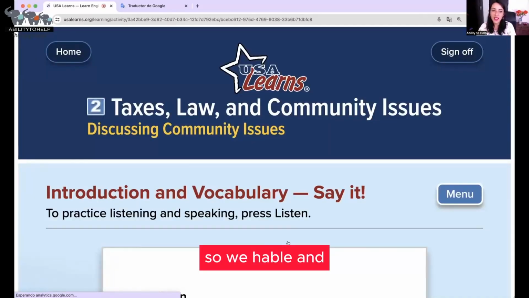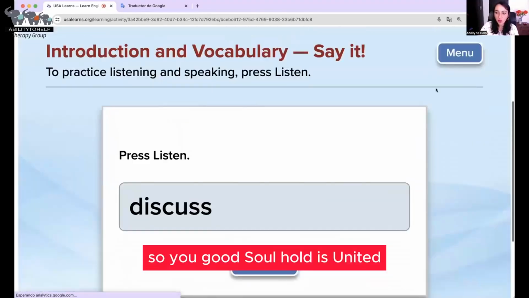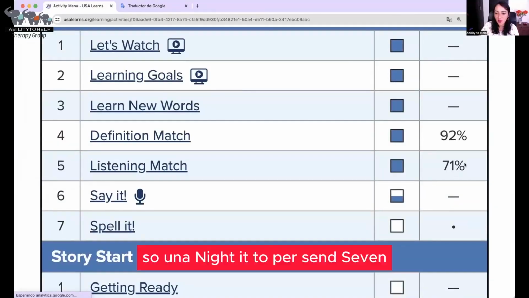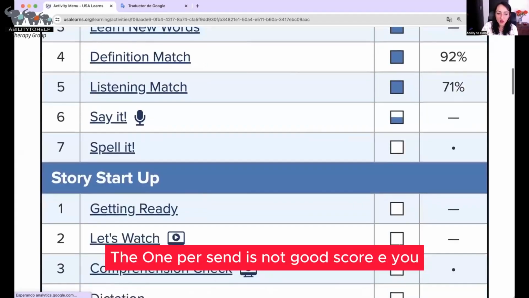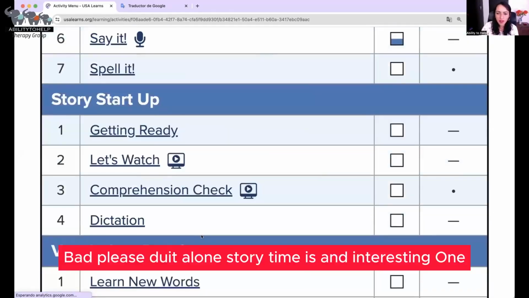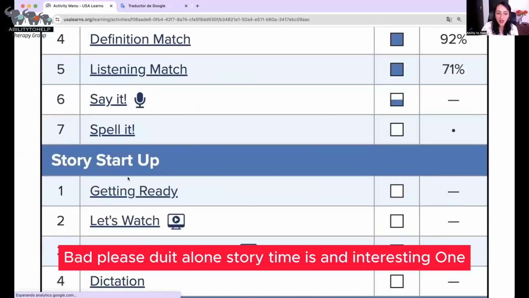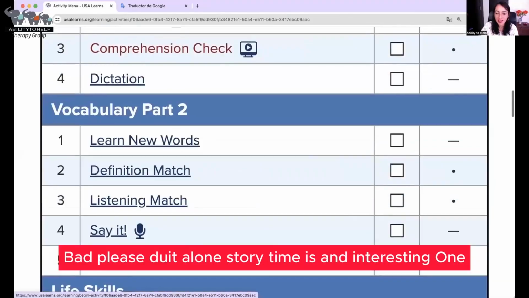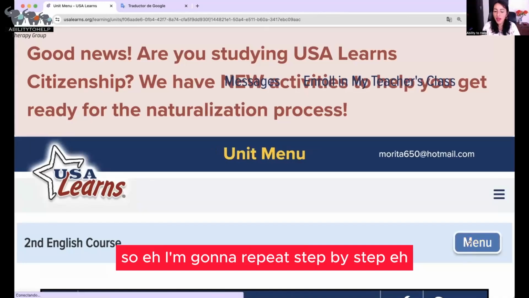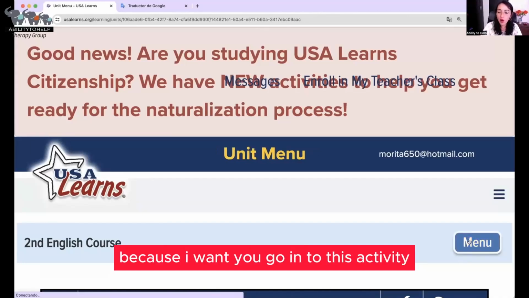So we have learned many words about it. So you could solve this whole unit. So 92%, 71% is not a good score. I have to repeat it, but please do it alone. Story time is an interesting one. So I'm going to repeat step by step because I want you to go into this activity.